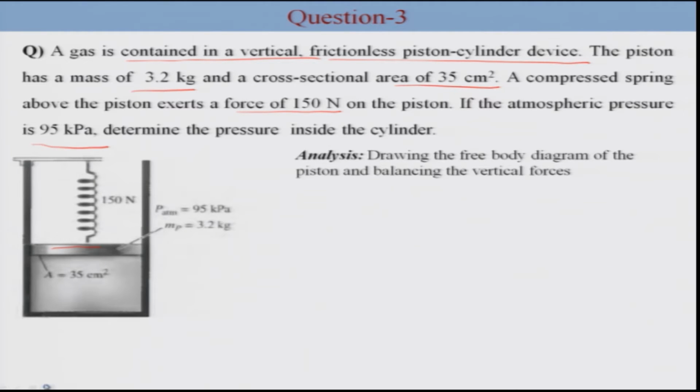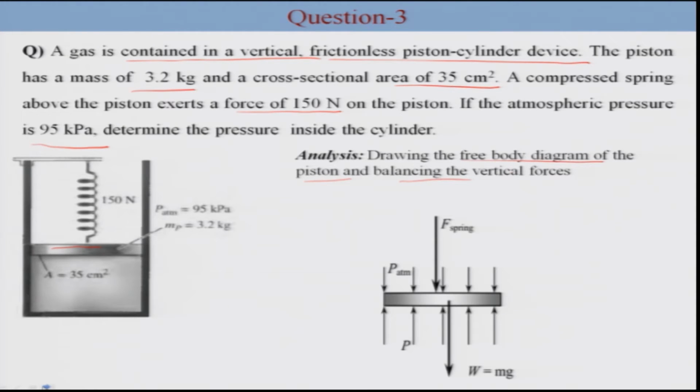Now, if we analyze this problem by drawing a free body diagram of all the forces acting on the piston, upward and downward forces. So, this is the free body diagram. Because of the spring, a force is acting in the downward direction on the piston. Weight of the piston is also acting downward. Because of atmospheric pressure, a force is acting downward, and because of gas inside this cylinder, there is an upward pressure. So, we need to write a force balance for all this.